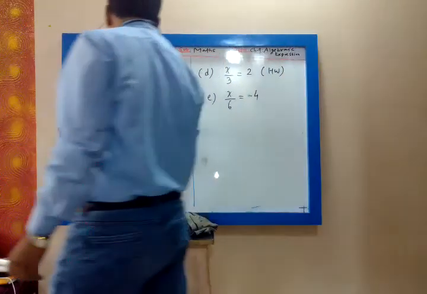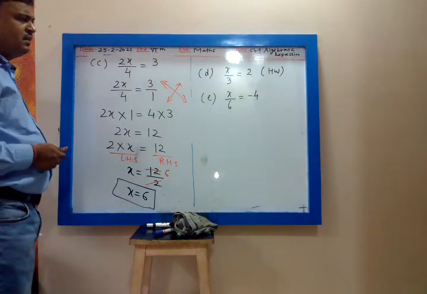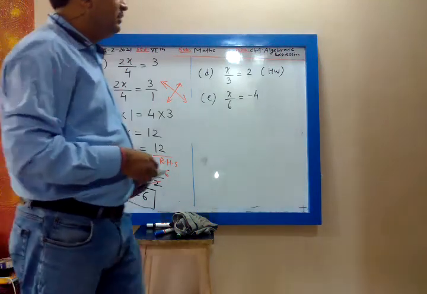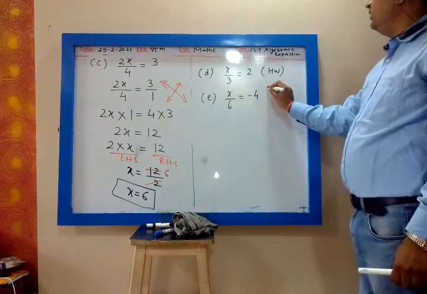Twelve came. 4 into 3. What is 4 into 3? Then you don't know the table of 4 and 3.